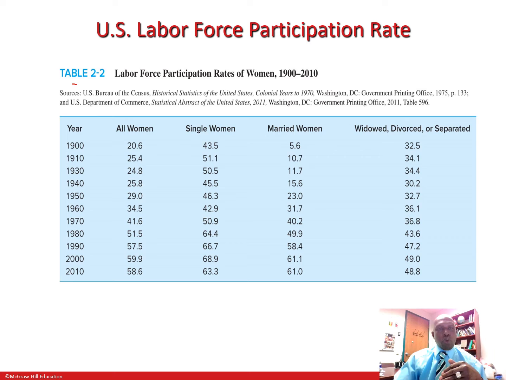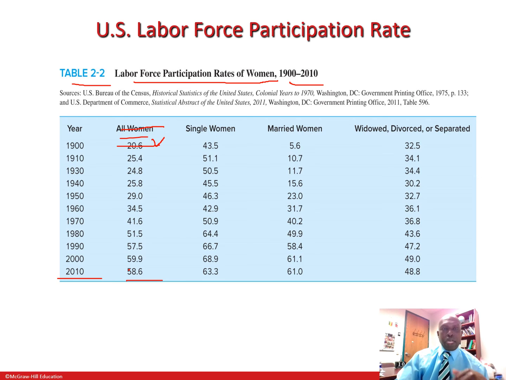Looking at table 2.2, the level of participation rate of women in the US from 1900 to 2010, we can see that for all women, the participation rate in 1900 was only 20.6%, and this increases to 58.6% in 2010.